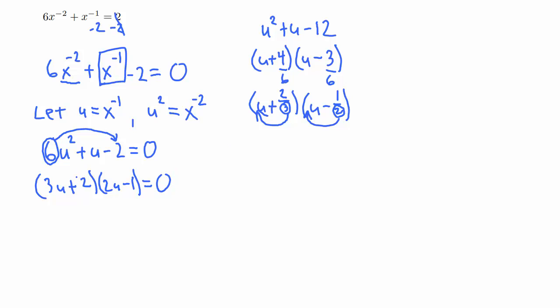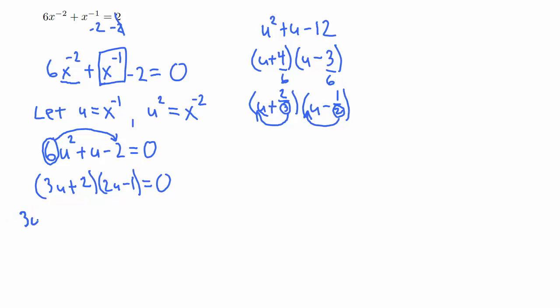Now notice that if we were to multiply this out, 3u times 2u is 6u squared, fantastic. 2 times negative 1 is negative 2, fantastic. Now to check the middle term, we have to do the cross products. The 2 times 2u is 4u, and 3u times negative 1 is negative 3u. So 4u minus 3u gives you u. Fantastic. So this is in fact the factorization of 6u squared plus u minus 2.